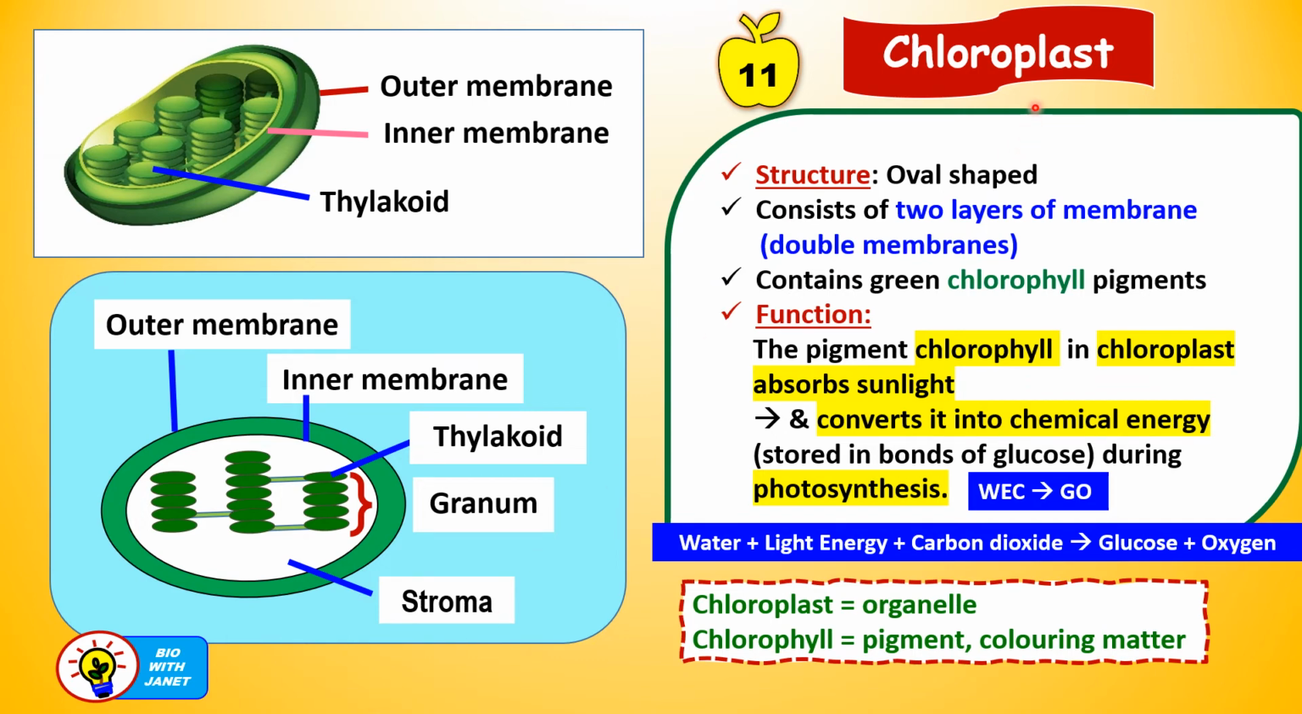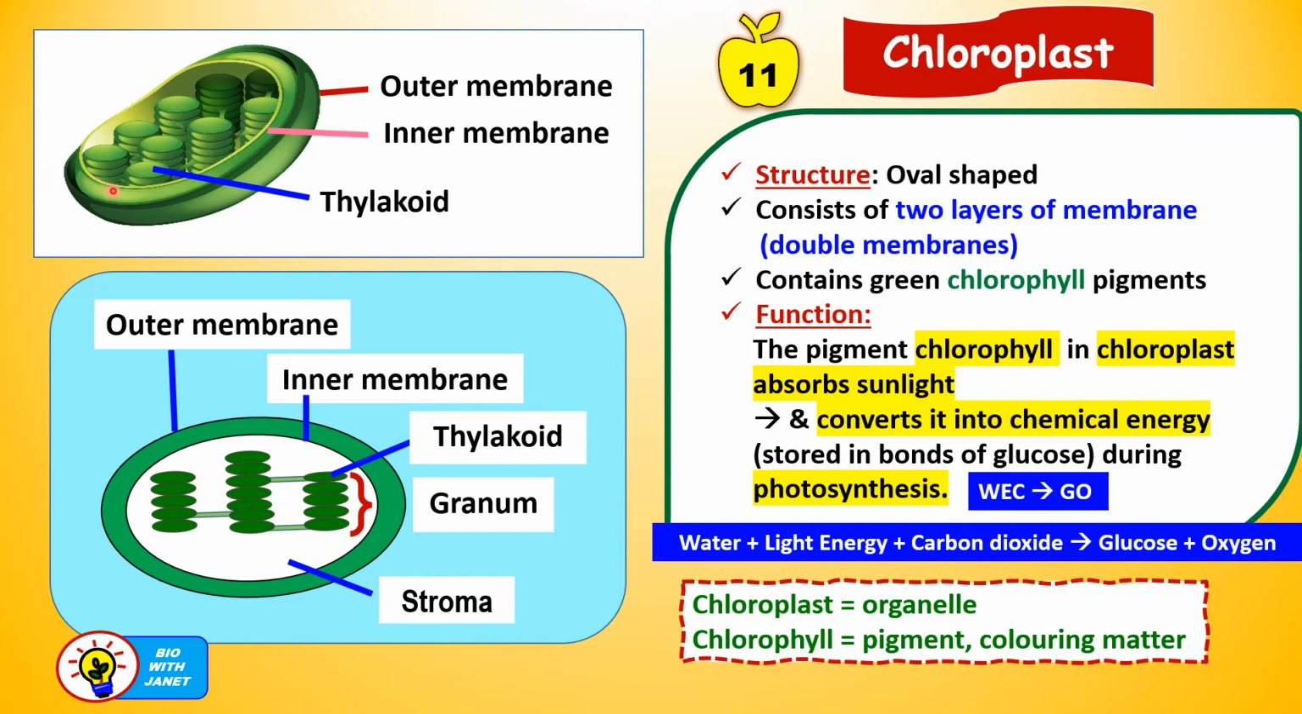Next, another organelle that's only found in the plant cell is the chloroplast. The chloroplast is green in color and oval shaped. It consists of two layers of membrane, the outer membrane and the inner membrane, just like mitochondria, except that the inner membrane is not folded, whereas the inner membrane of the mitochondrion is folded. The inner membrane is smooth.